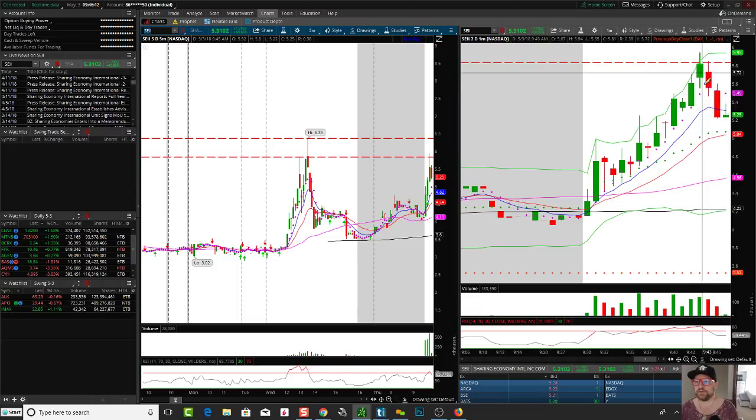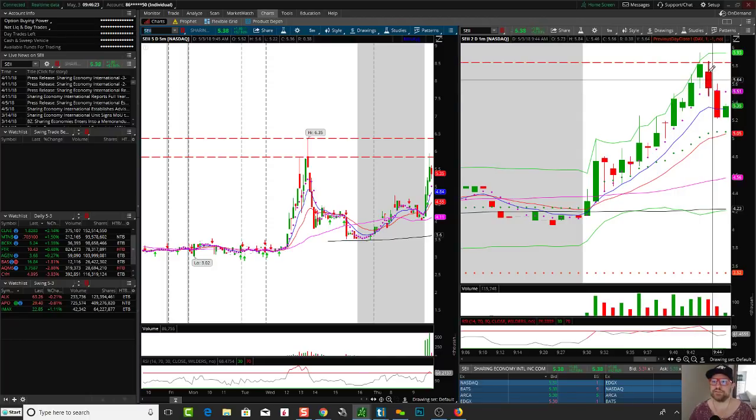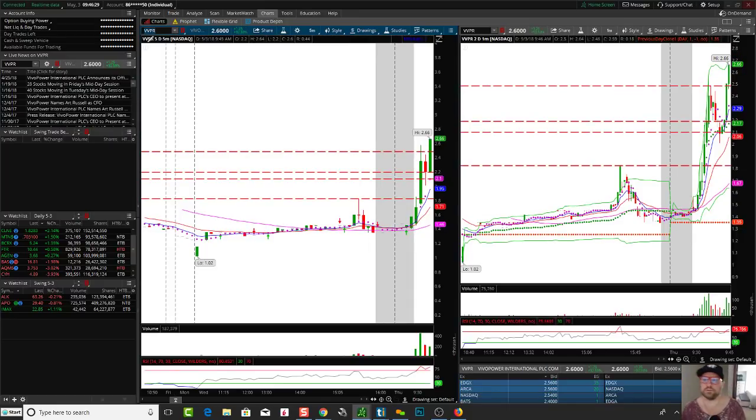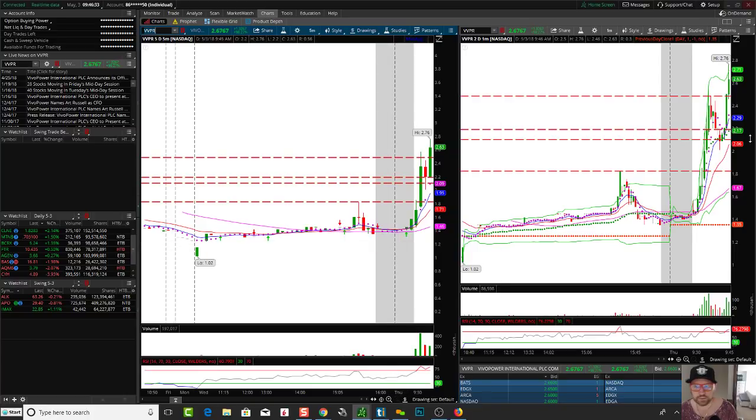So 580s down to 520s. If you got in up here, in the course of a couple minutes, you lost $500-600. Buy at support, sell at resistance. Don't buy at resistance and sell at support and lose money. VVPR, there you go, Dan. Nice call.